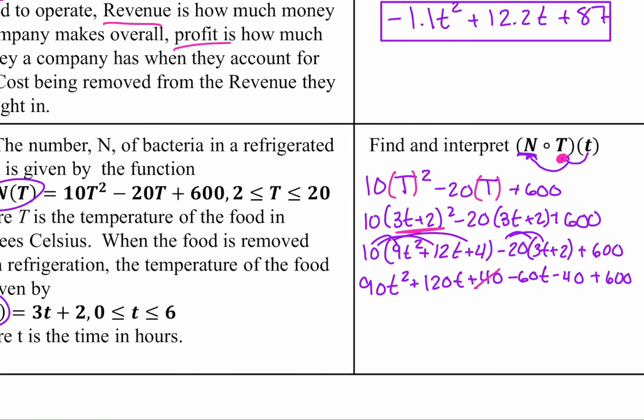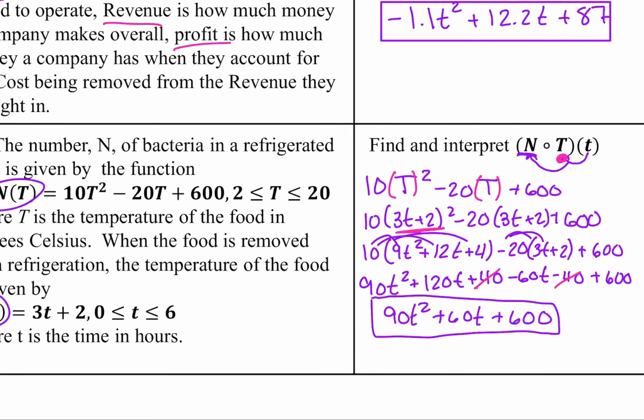And I think I've got some things that cancel. This positive 40 and this negative 40 are definitely going to cancel out. So I've got 90t squared, 120t and negative 60t. So 120 minus 60 is just plus 60t. And then we got the plus 600 at the end. So that is the equation we would get to.